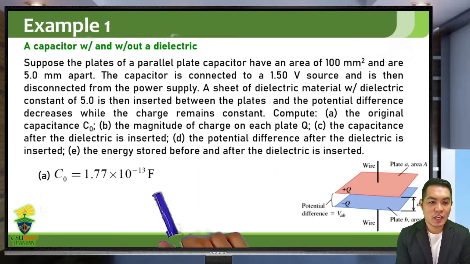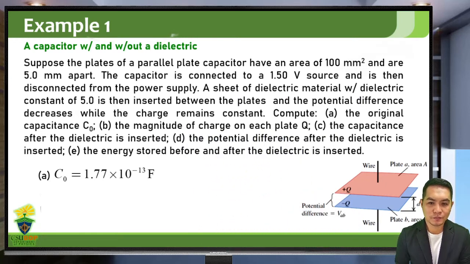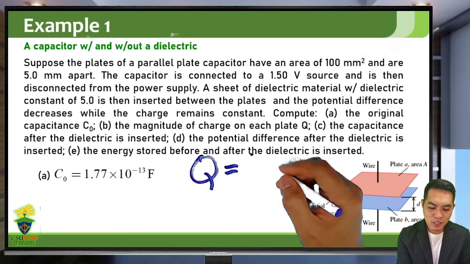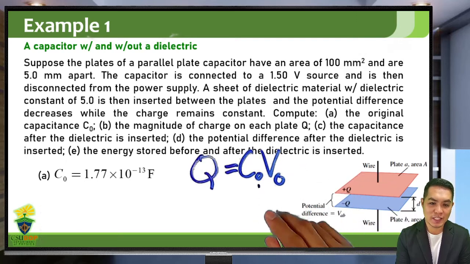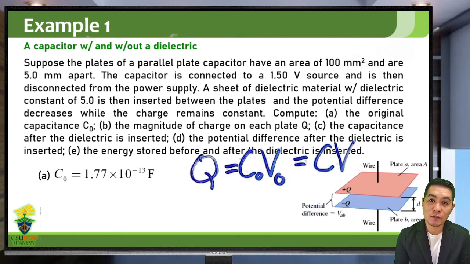Letter B. Find the magnitude of charge on each of the plates. This is before inserting the dielectric, and actually, it doesn't matter. After you insert the dielectric, the magnitude of charge will remain the same. So to solve for the charge, you can use the original capacitance and the original voltage, which is 1.5 volts, and C naught is 1.77. Or you can also use the final capacitance and the final voltage. It doesn't matter which values you choose, because the charge remains the same before and after inserting the dielectric.